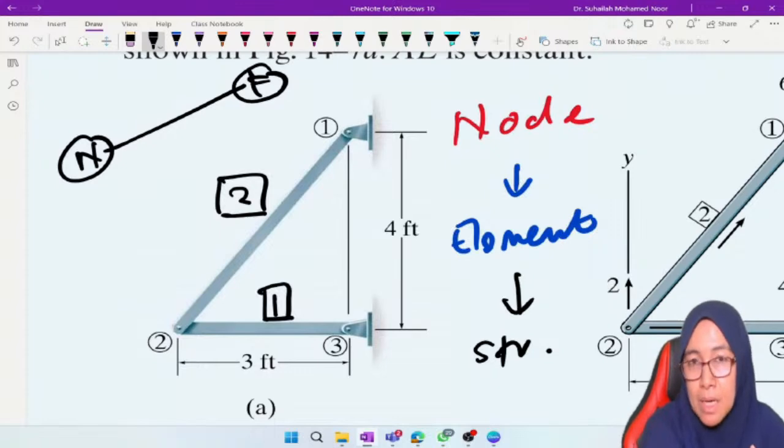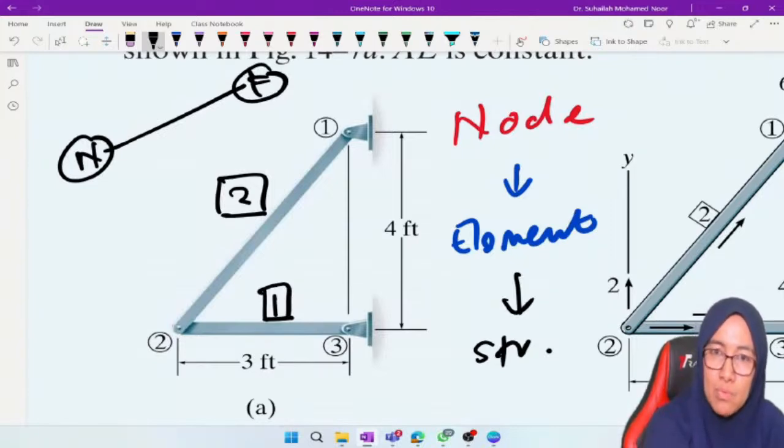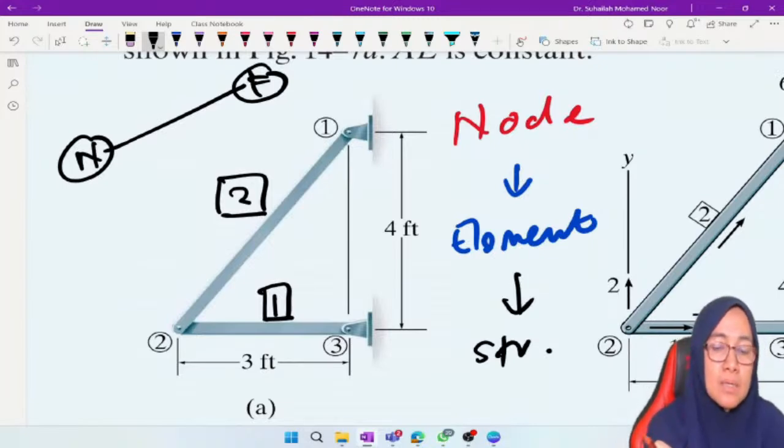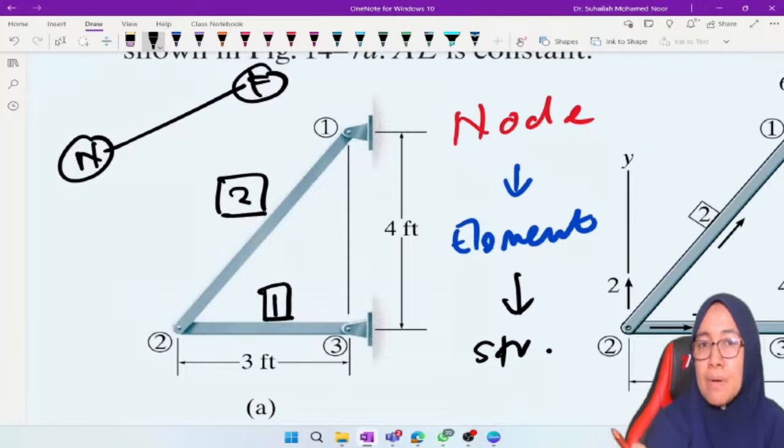When we have more than one element, a combination of element 1 and element 2 produces a structure, and this structure is a truss structure. There are two elements. We have element 1 combining node number 2 and node number 3, and element 2 combining node number 2 and node number 1. So we have two elements, and combining 1 and 2 we produce a truss.